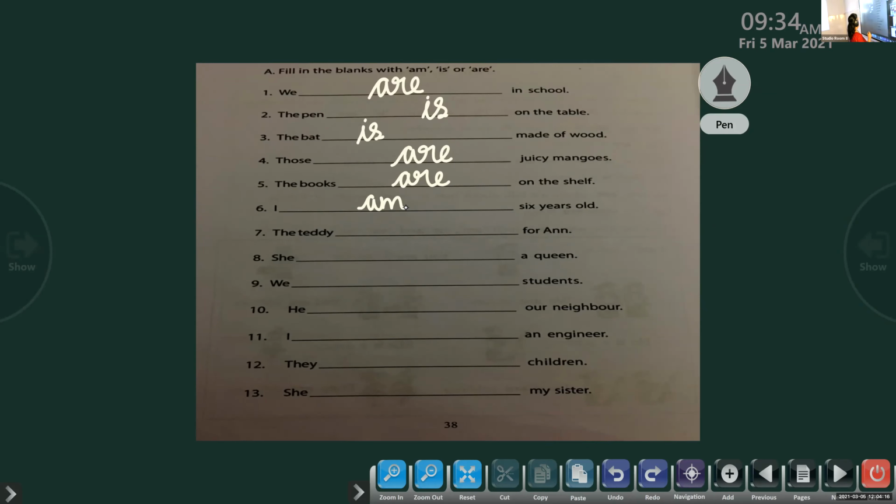Ritika, unmute. Try number 7. The teddy dash for on. An, not on. An. The teddy is for an. Very good. The teddy is for an. Thank you, my dear. Muhammad Ali, unmute. Number 8. Welcome. Muhammad Ali, try number 8.